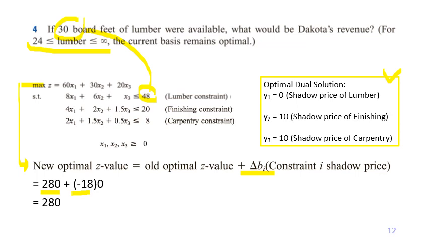This again makes sense because remember that we do not consume all of this lumber. We only consume 24 board feet of lumber. If you go back and check the optimal table of this Dakota problem, you see that S1, the slack for the first variable, equals 24. It means that we only consume 24 board feet of lumber. So if the availability goes down from 48 to 30, it is still okay. It will not affect our current optimal solution or optimal basis because we only consume 24 board feet of lumber. So 30 is still more than enough for us.